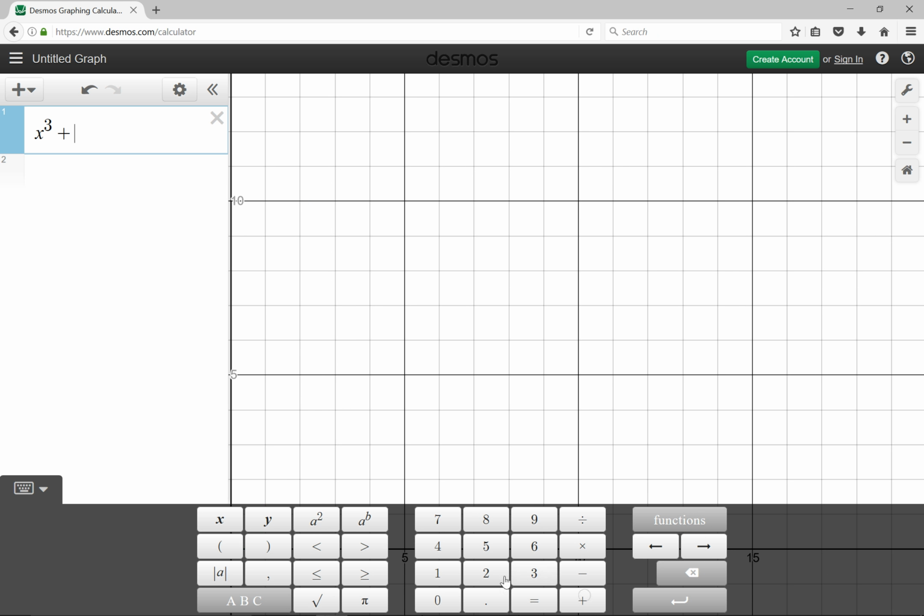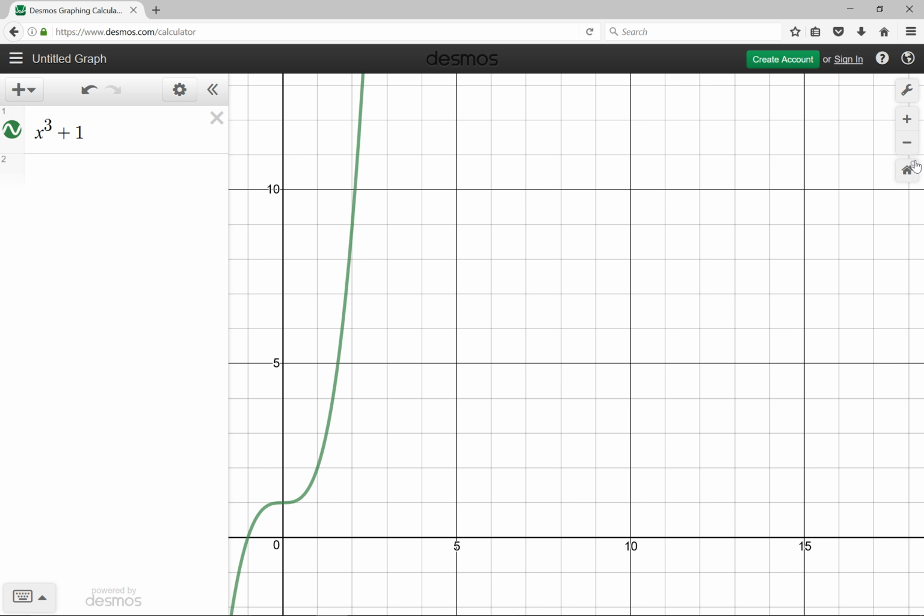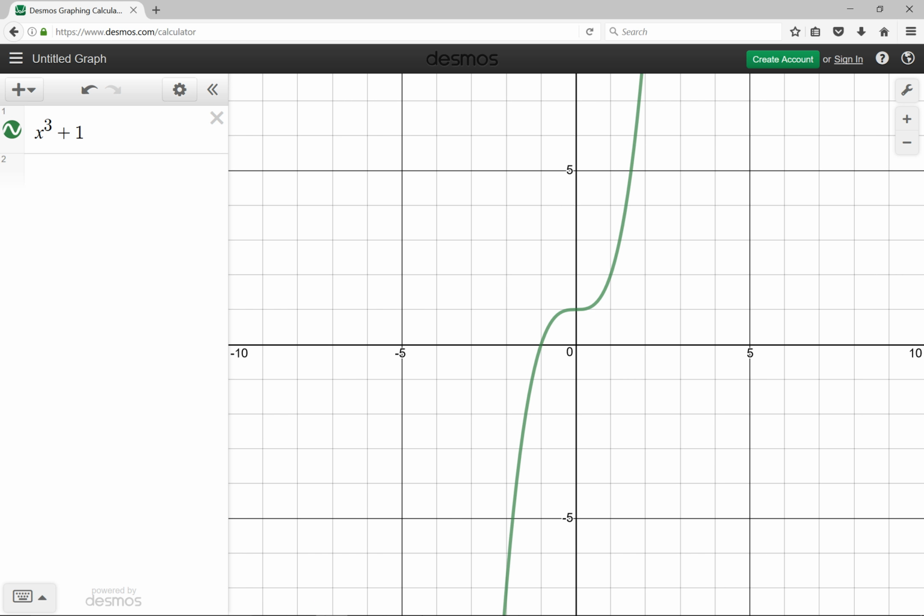Nice. And of course, you come back over here, you can actually see x cubed plus 1. Bam! Boom. And I think you can all see that: increasing, stopped, increasing, concave down, concave up. Boom. Done.